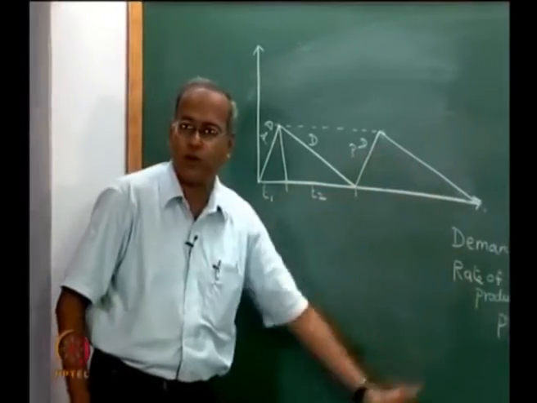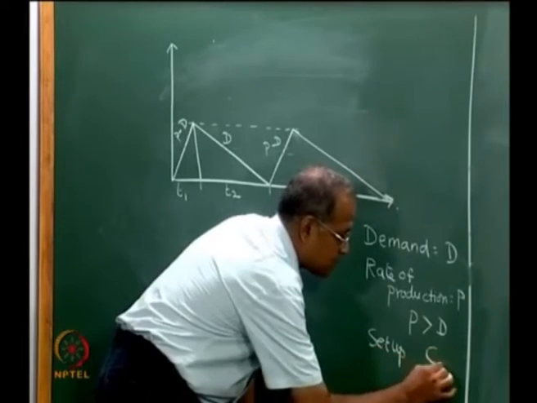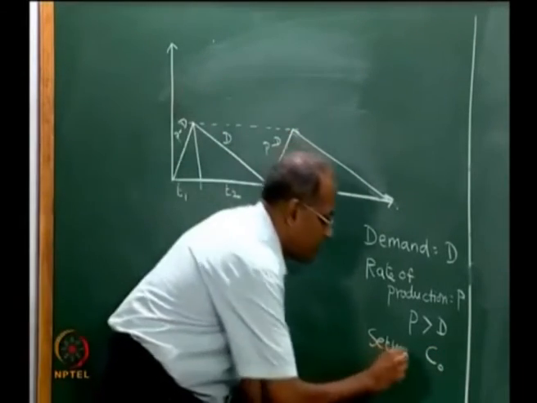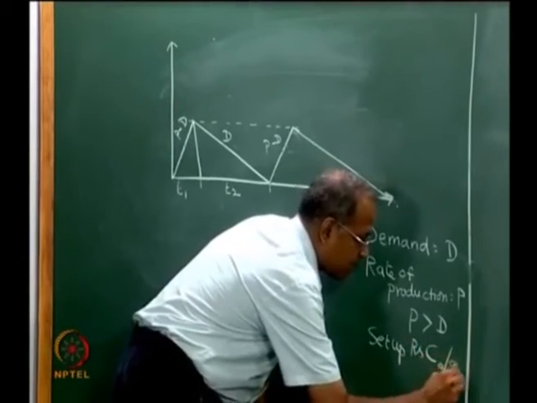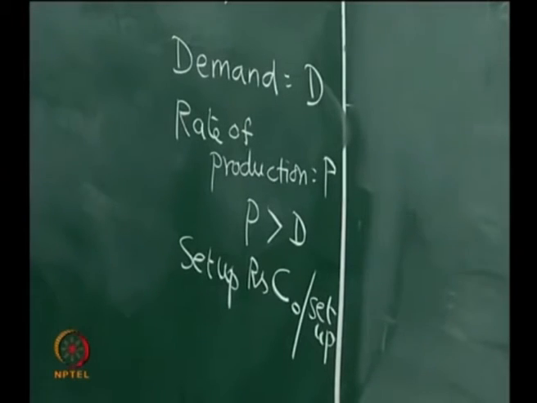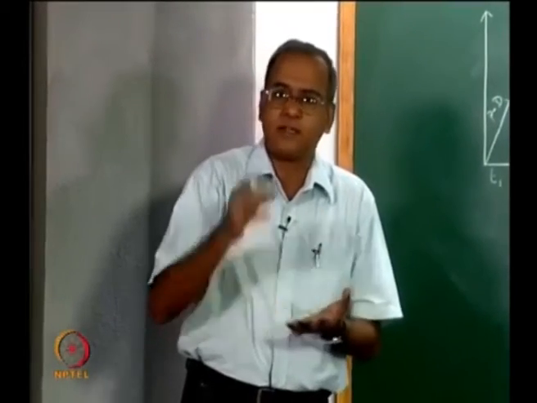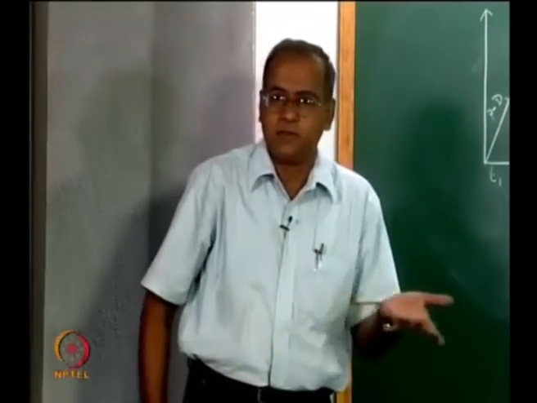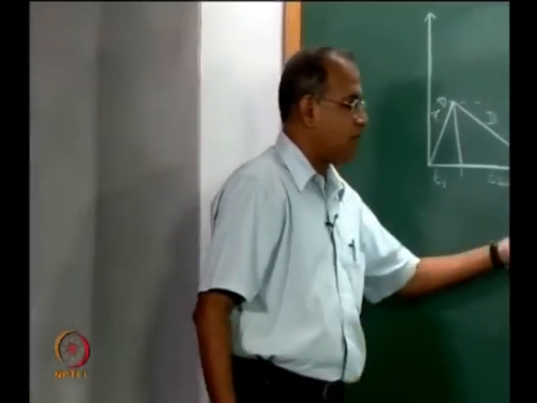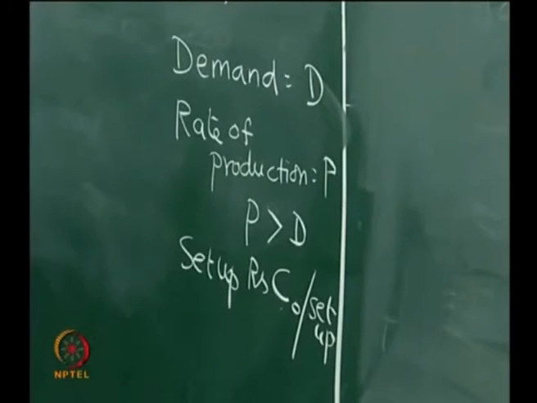Now for the sake of uniform notation, let us assume that the setup cost has the notation C naught, rupees C naught per setup. So every time this machine is set up to produce this item, there is a C naught per setup. This C naught is very similar to the ordering cost C naught, except that it is the cost incurred internally when the machine is being set up. For the sake of uniformity, we assume the same notation C naught as the setup cost every time this machine is set up.